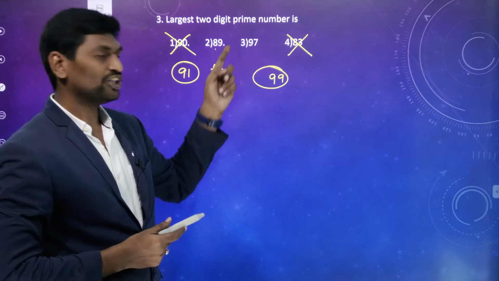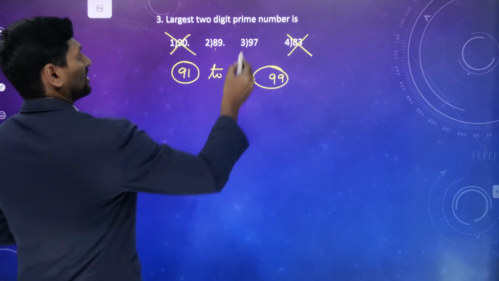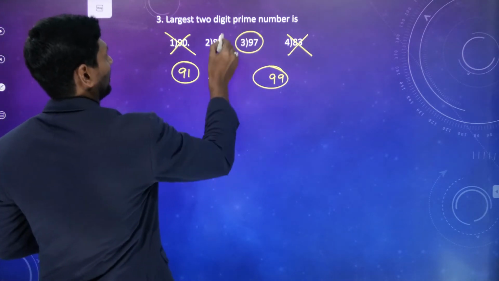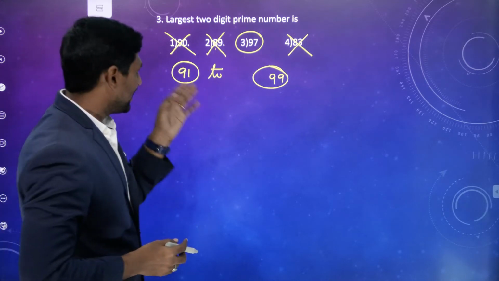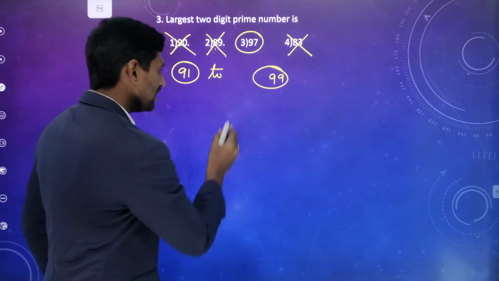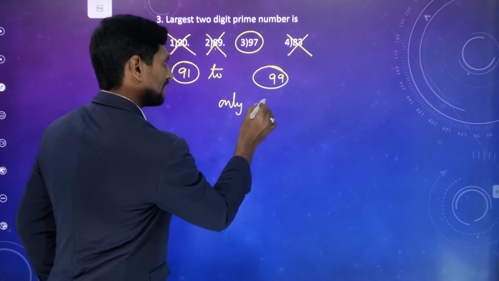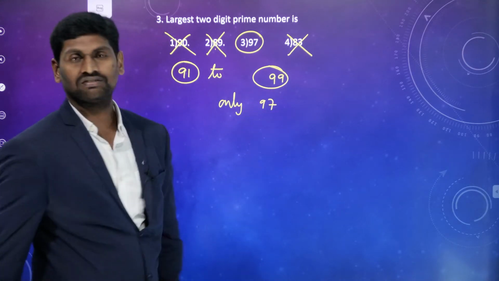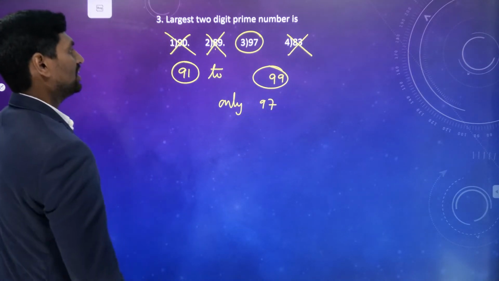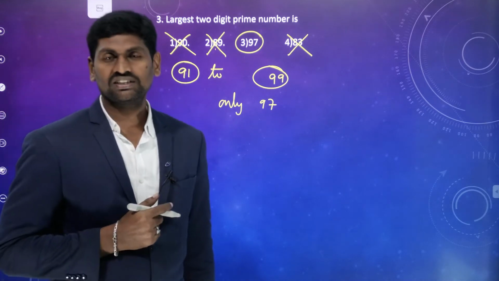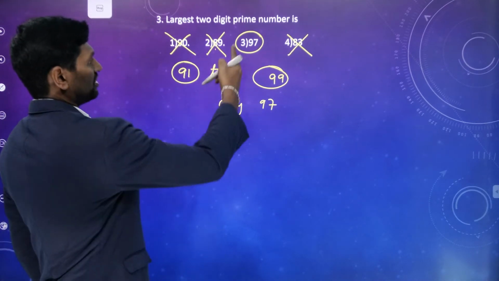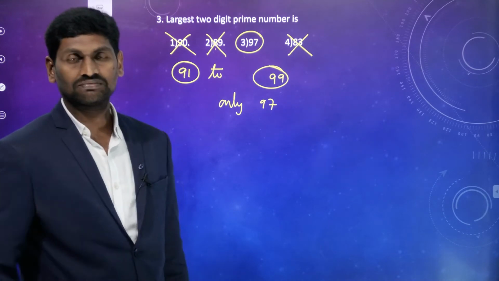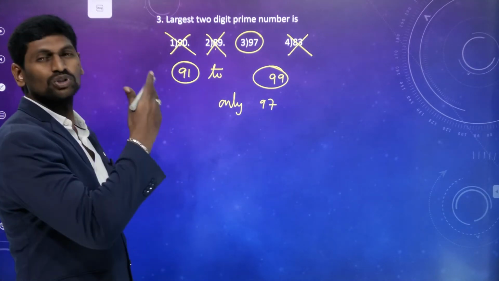So let us check between them. Our answer is 97, because from 91 to 99, only 97 is a prime number. The remaining are all composite numbers only. Okay? So according to this, our answer is 97. We are going through the options.